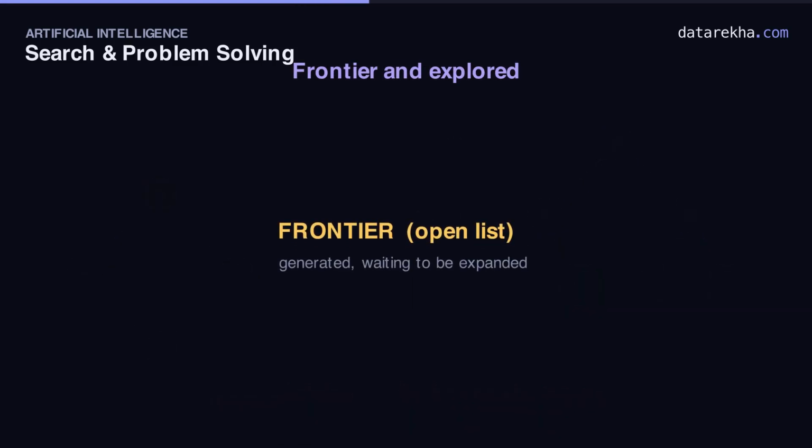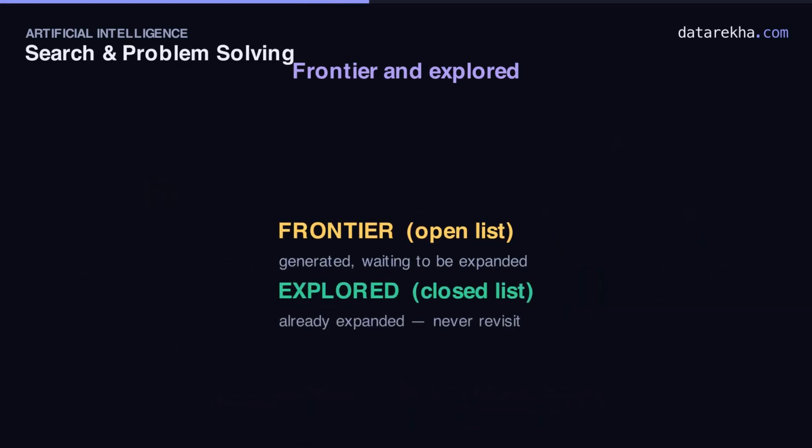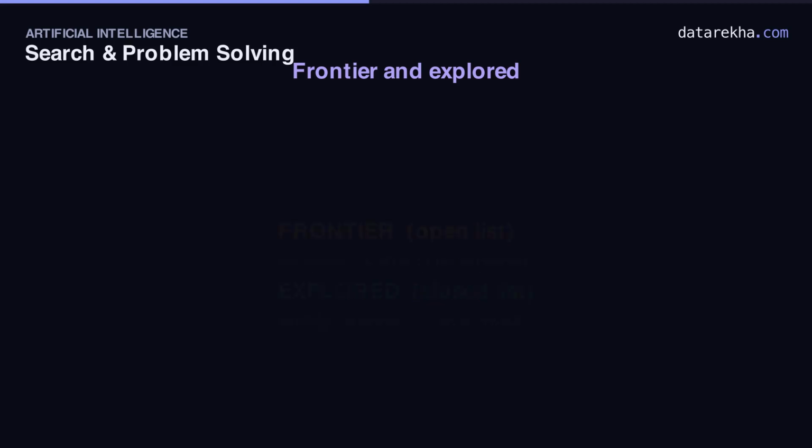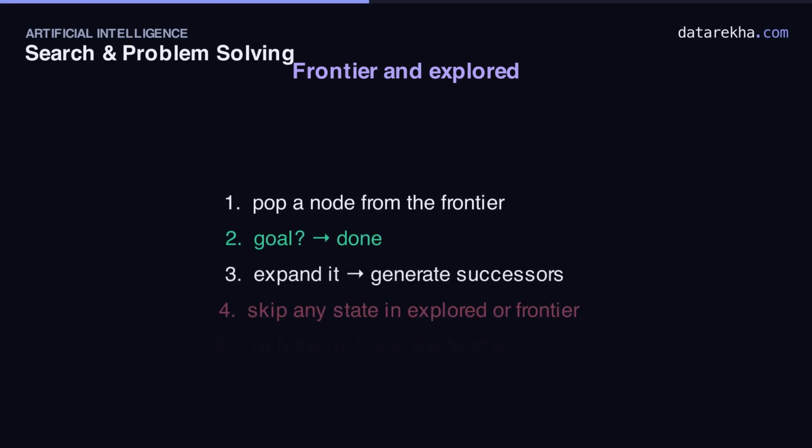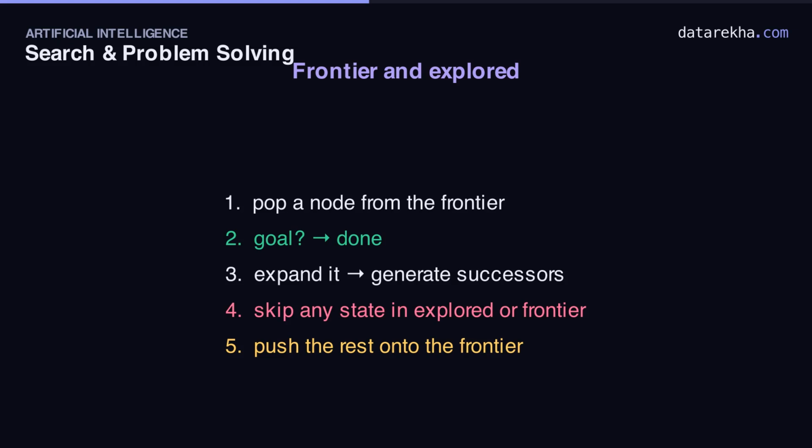So how do we search without drowning? With 2 simple collections. The frontier, every node we've generated but not yet expanded. And the explored set, every state we've already expanded. Some call them the open list and the closed list. The loop is short. Take a node off the frontier and expand it.